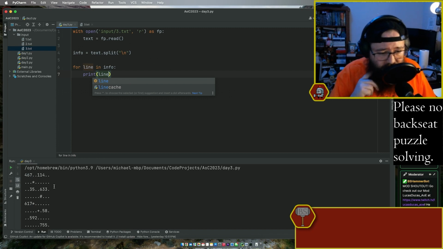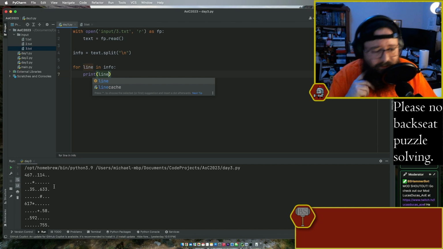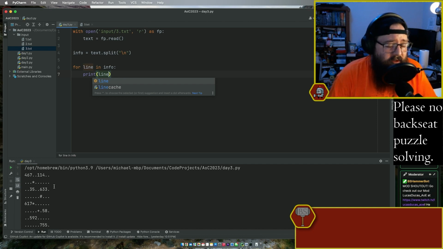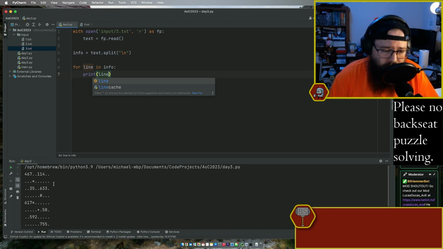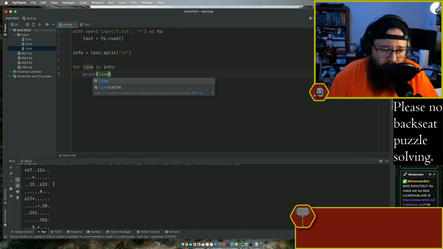The other thing that's going to be kind of inconvenient to try and figure out is that we're looking at numbers of varying length. We just need one of the numbers and need to capture all of this.